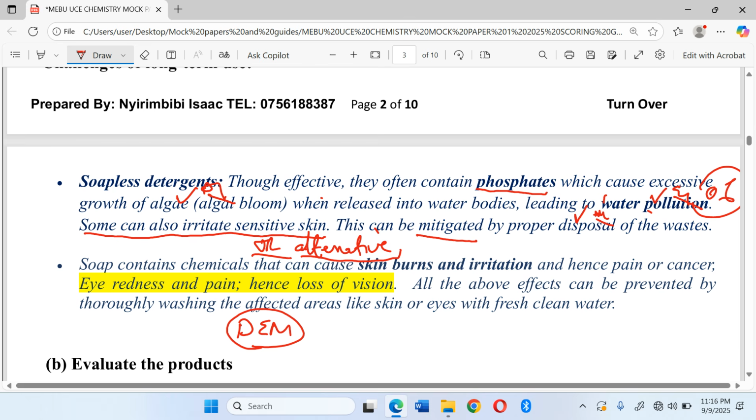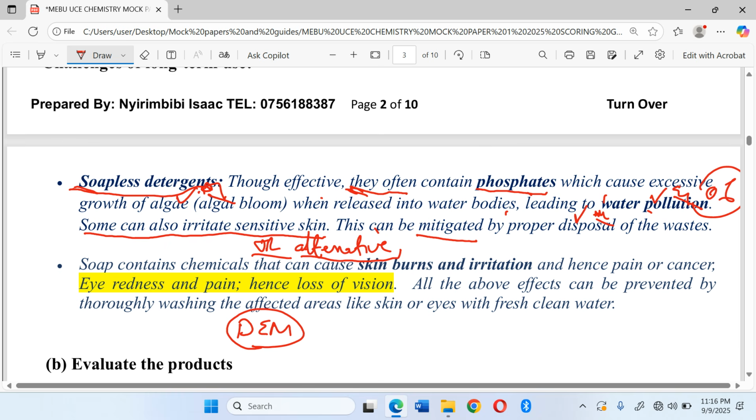So don't come here and, instead of mentioning which detergent you're talking about, say "they often contain." They often. You start from here. Who are those "they"? Are they goats or what are they? So you have to be very specific. So here I'm very specific, and I said the soap-based detergent, though effective, often contains phosphates, which cause excessive growth of algae when released into water bodies, leading to water pollution. And I'm saying this can be mitigated by proper disposal of waste.